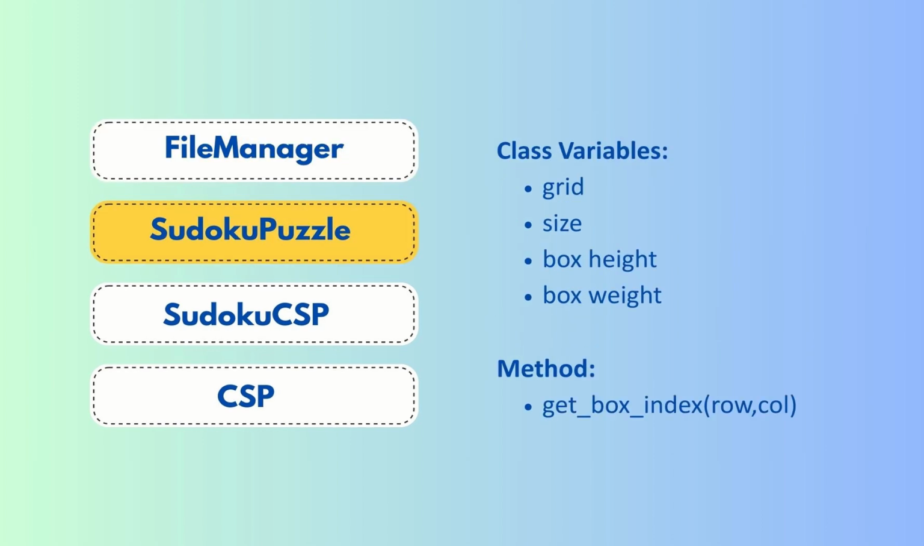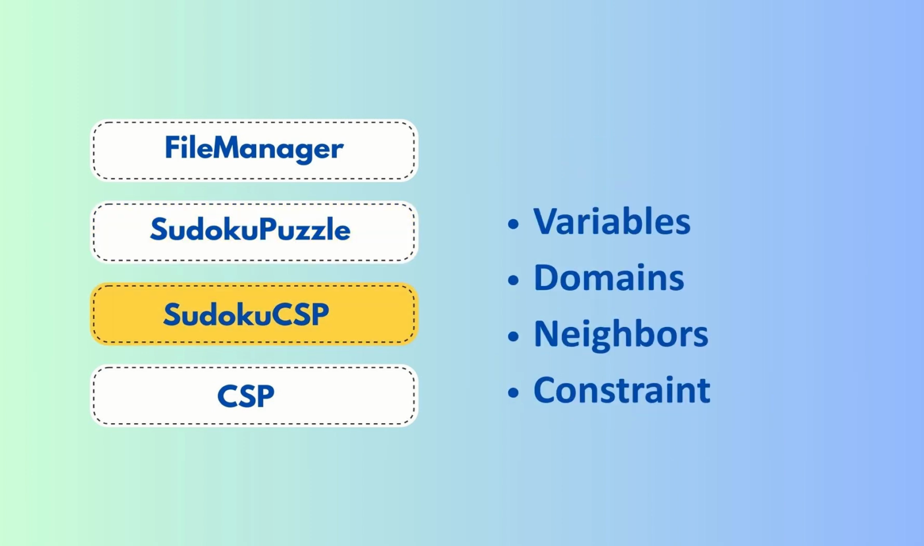Second, the Sudoku puzzle class represents the structure of the puzzle. It stores the grid, the size, the box dimensions, and it dynamically computes the box index for a given cell. Third, the Sudoku CSP class translates the Sudoku puzzle into a constraint satisfaction problem.